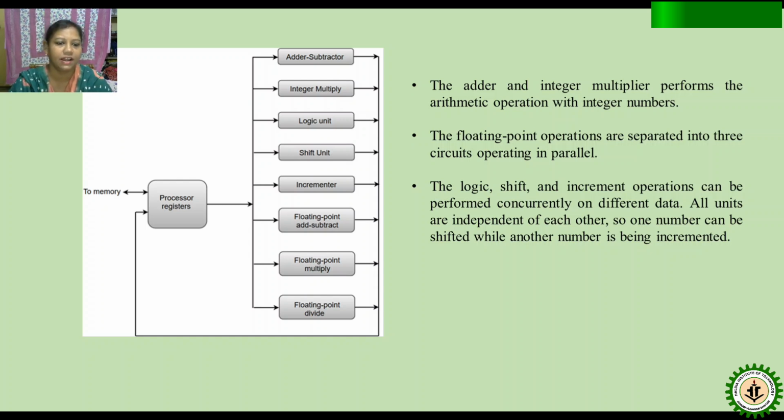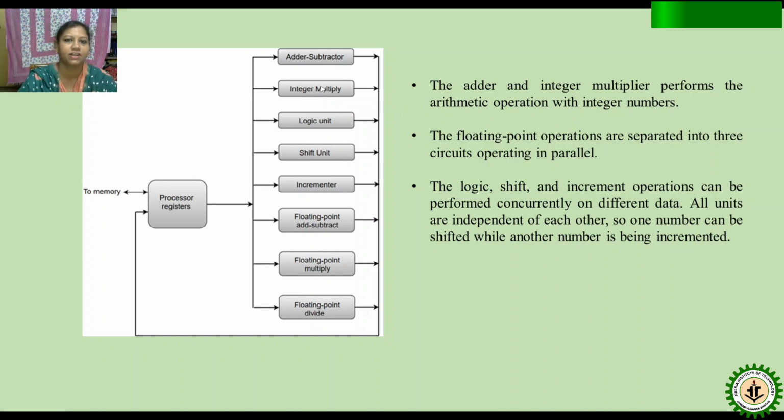In the diagram, this is the processor register, which is a single line. It sends data to the different units, and the units also send data to the processor register, so there is two-way communication. The processor register sends the data to the unit, that is, the adder and integer units may perform the arithmetic operation with the integer.